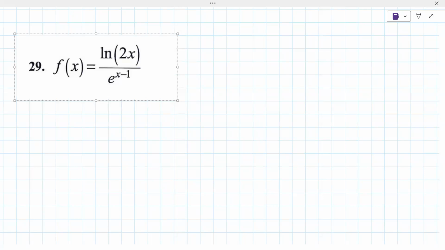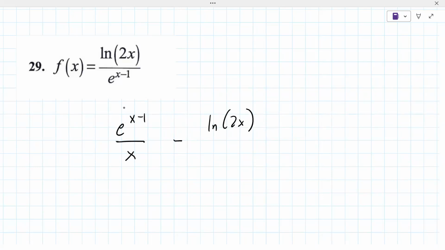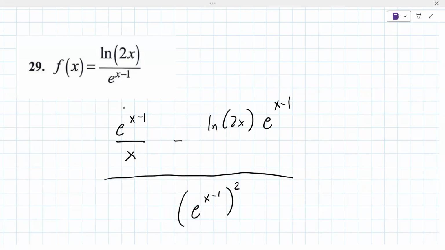Okay, I got simplified: e to the power of x minus 1 over 2x, minus ln of 2x times e to the power of x minus 1, and that's it, all over... oh, you square the bottom: e to the x minus 1, squared.